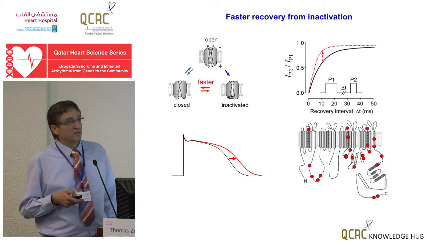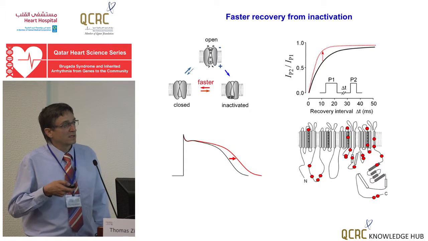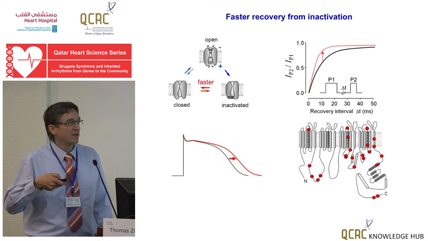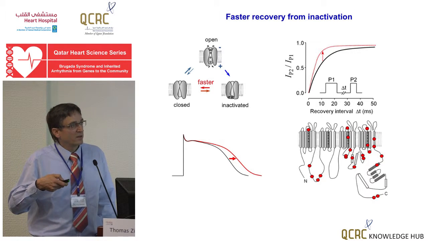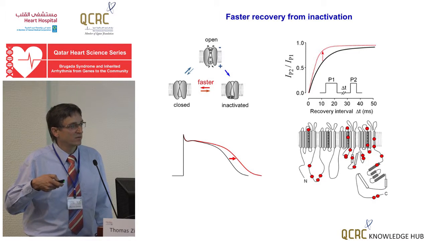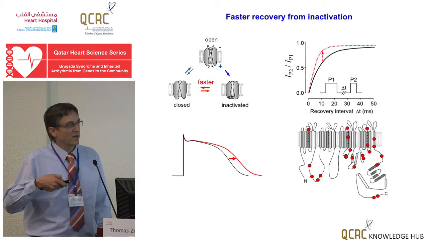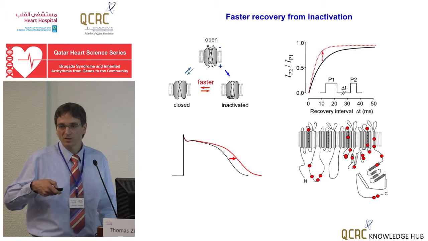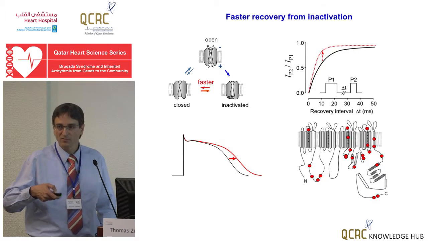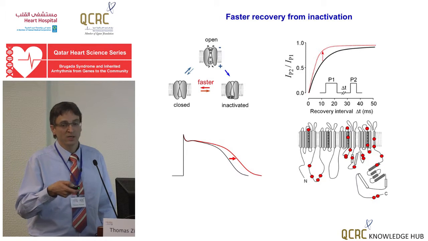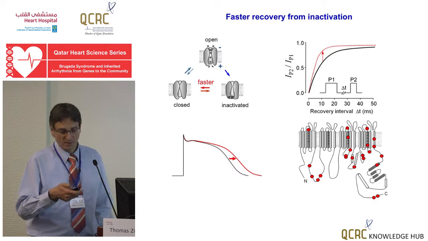The third mechanism is a faster recovery from the inactivated state. So the channels usually open, they are inactivated, and they must recover. And in many long QT3 mutant channels, we find such a faster transition from the inactivated state to the closed state. So it's more likely to have channels available for activation during the repolarization phase. So this will open the channel during the repolarization phase, and you have an inward current prolonging the action potential. You see, many of those long QT3 mutant channels are characterized by this feature.